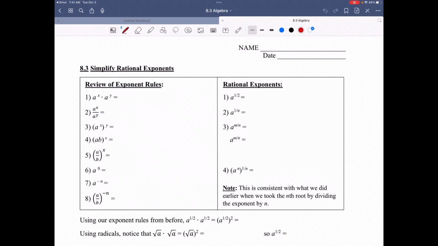Hello, algebra students. Today's section is 8.3, Simplify Rational Exponents. Please put your name and date. And we're going to start with a review of exponent rules.